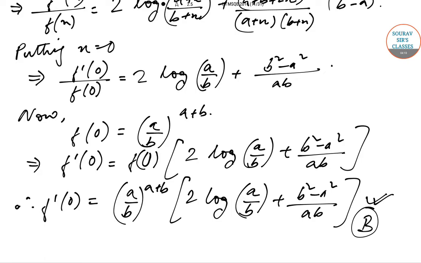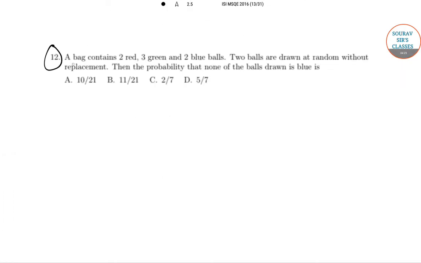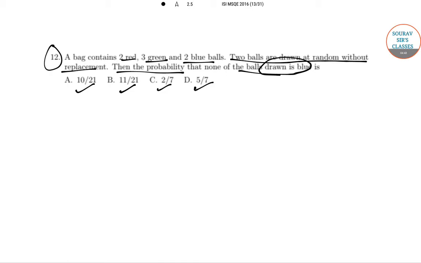Now let's move on to the next question. In the next question, which is question number 12, it is said that a bag contains 2 red, 3 green and 2 blue balls. Now 2 balls are drawn at random without replacement from this bag. Then we have to find out the probability that none of the balls drawn is blue. And the options are 10 by 21, 11 by 21, 2 by 7 and 5 by 7.